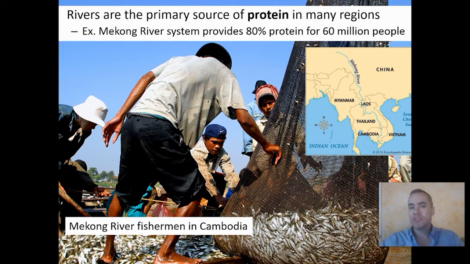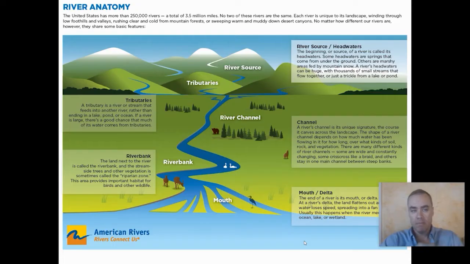And rivers are the primary source of protein, not chicken, not hamburgers, but fish from rivers in many regions of the world. The Mekong River system provides 80% of the protein for 60 million people in Southeast Asia, like these fishermen in Cambodia. Let's take a look at the anatomy of a river.